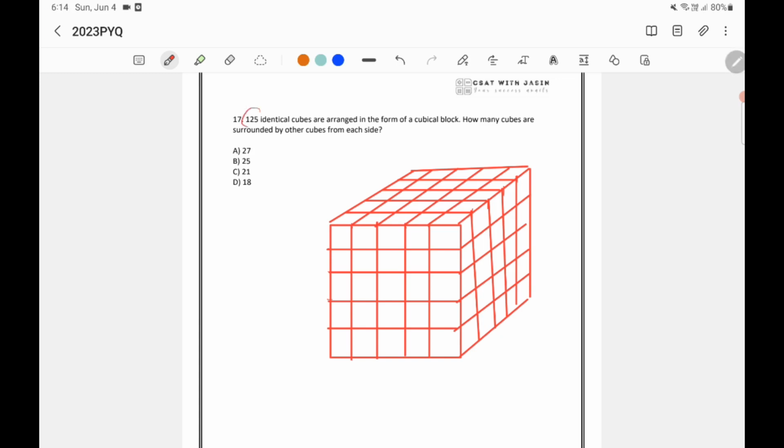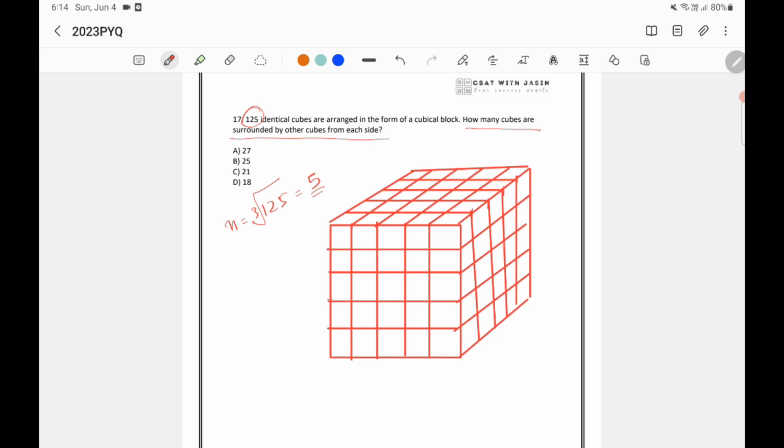If 125 is the number of cubes, then n, that is the division of each side, will be equal to the cube root of 125, which is equal to 5. So each side will be divided into 5. So that's how I have drawn this cube.